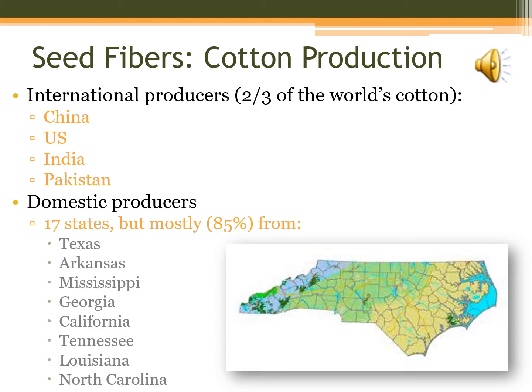With respect to the production of cotton, on an international level, China, the US, India, and Pakistan are the primary producers of cotton. Within the United States, cotton is produced primarily in about 17 states, but mostly they come from this list right here: Texas, Arkansas, Mississippi, and of course, North Carolina. So this is just to give you some background as to where cotton is still being produced.